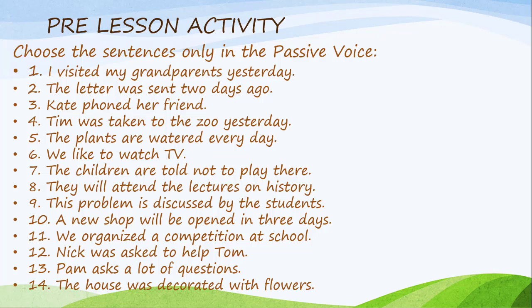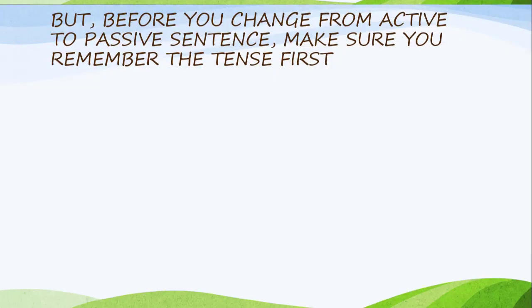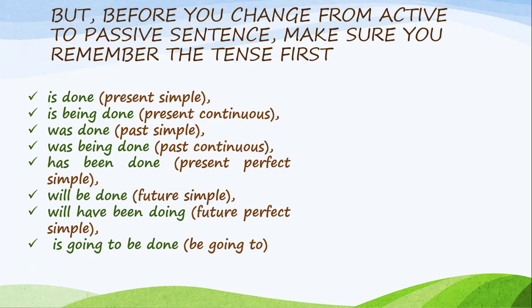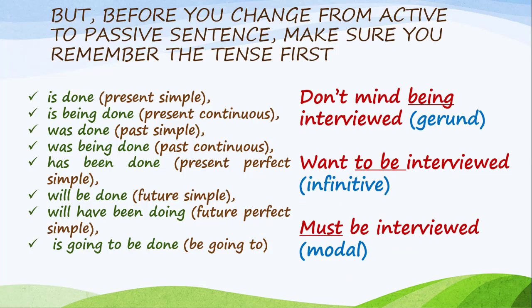So the rest of the sentences you may identify on your own and you can refer to your English teachers. But before you change from active to passive sentence, make sure you remember the tense first. So let's revise quickly on tenses, gerunds, infinitive, and modals. You must have a clear view on these things before you change the active sentences into passive sentences. Let's have a look first. As you can see from the screen, hopefully you are able to memorize the kind of tense that you are going to use later in the passive sentence.